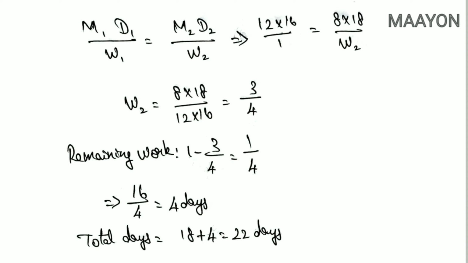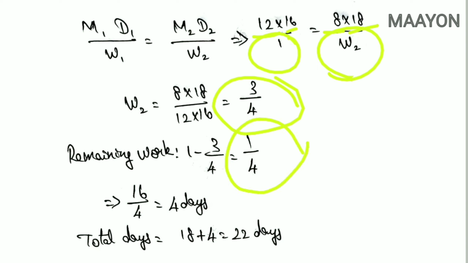We are just substituting the values. The first case 12 women 16 days by the amount of work 1 equal to second case 8 women 18 days and the amount of work done by them. Now just equating it by cross multiplication equals 3 by 4th of a work. Now we have to find the remaining work, that is the work done by 12 women at the beginning in the second case. 1 minus 3 by 4, 1 by 4th of a work. Now the 12 women have done 1 by 4th of a work in the beginning. So the total number of days, that is 16 by 4. It gives out 4 days.